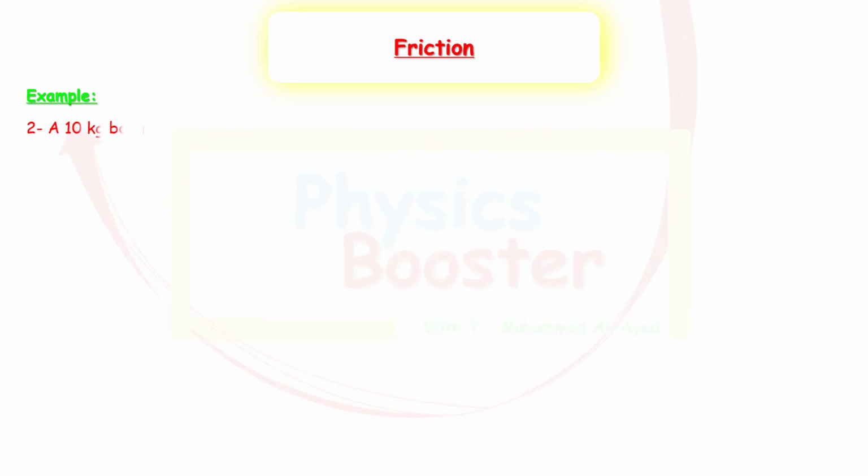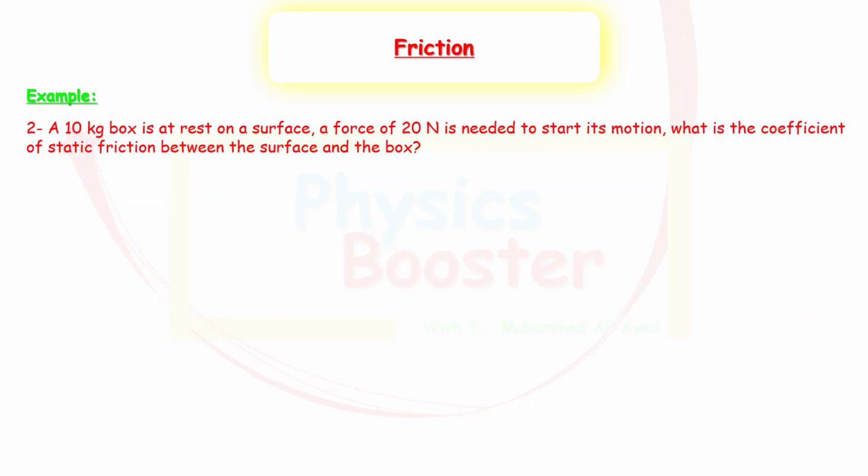Next example. It says here that a 10 kilogram box is at rest on a surface. So the box is not moving. A force of 20 newtons is needed to start the motion. So it's not moving yet, it's just the force needed is 20 newtons. What is the coefficient of static friction between the surface and the box? Again, because it's not moving.